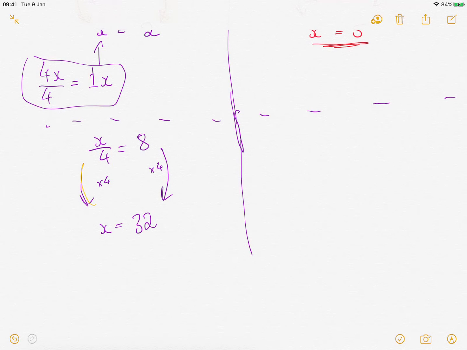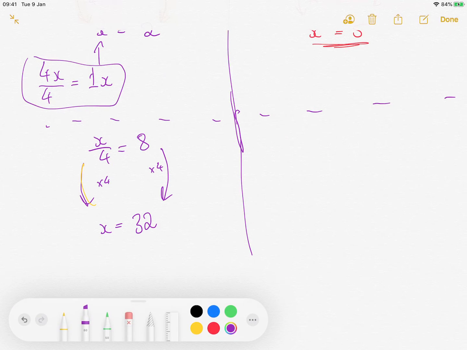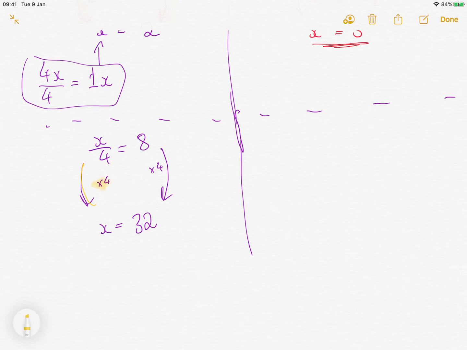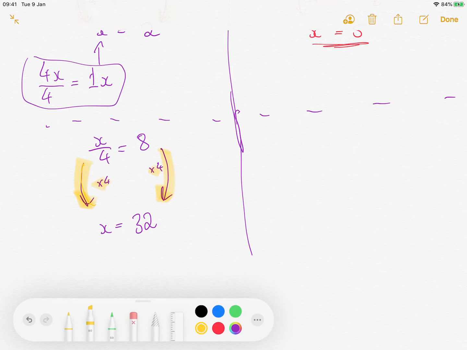By saying what we're doing to both sides, I mean putting in the times by 4 and putting in arrows. You don't have to put in arrows, but I know from teaching classes previously that they quite like to do it as they're working down the page.